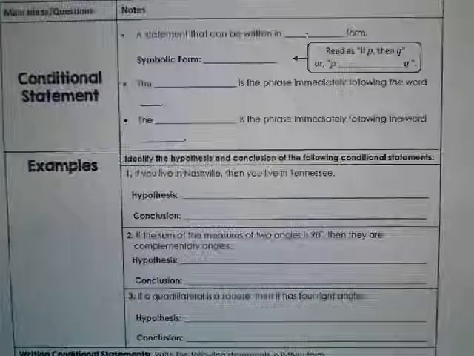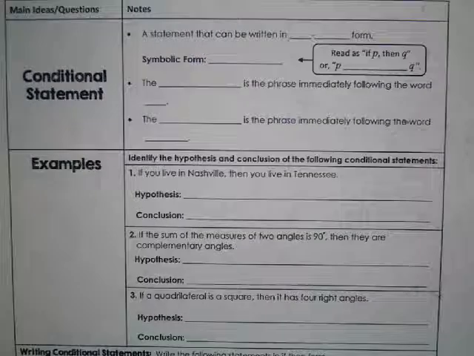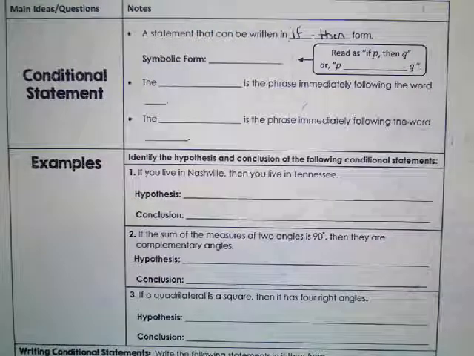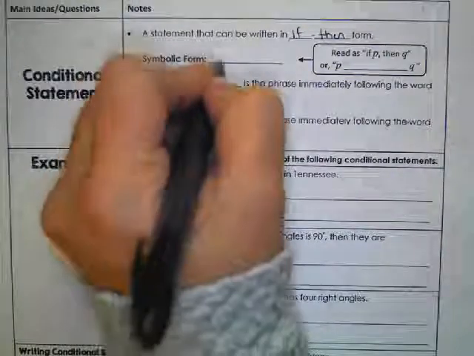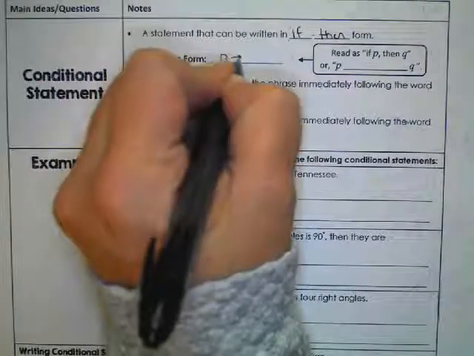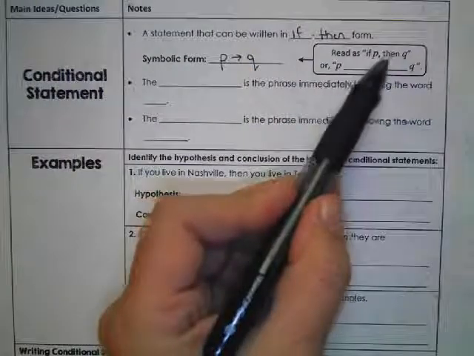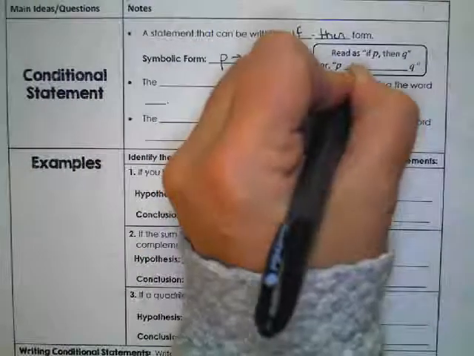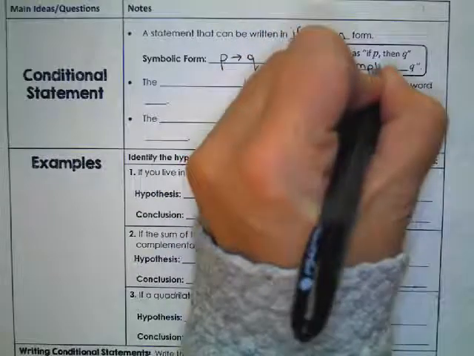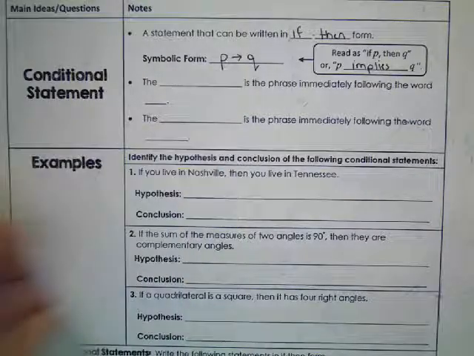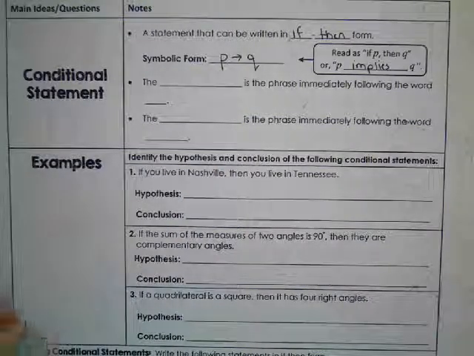Okay, today we are going to look at conditional statements and examples of how to write them. A conditional statement is a statement that can be written in if, then form. In symbols, P, an arrow, and then Q. It's read as if P, then Q, or you could say P implies Q. And P and Q can be any statement that you could come up with.